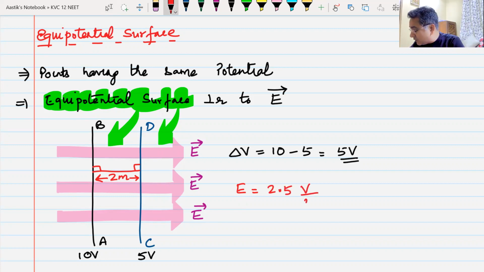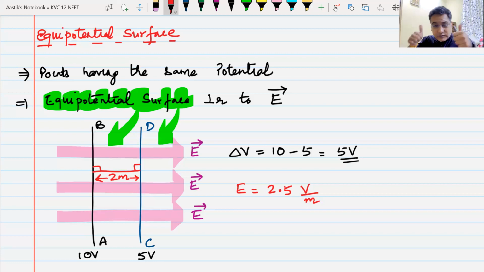You can say the value in volt per meter, because this is volt divided by meters. You don't have to say negative, because negative only means the direction, and I'm not talking about the direction. So if you know the equipotential surfaces and the perpendicular distance between the two, you should be able to find out the value of electric field. Do we understand this? Yes or no? Yes, sir. Well done.